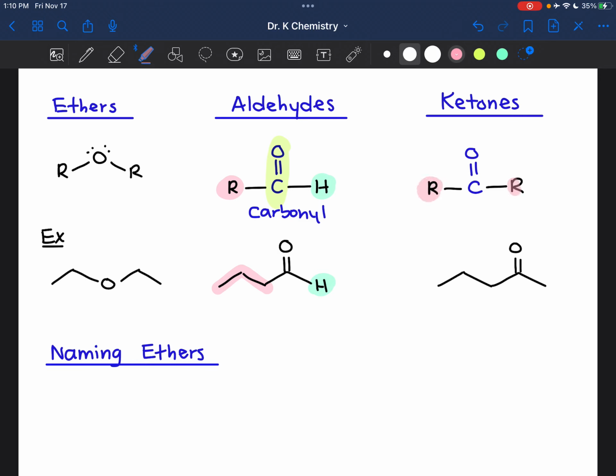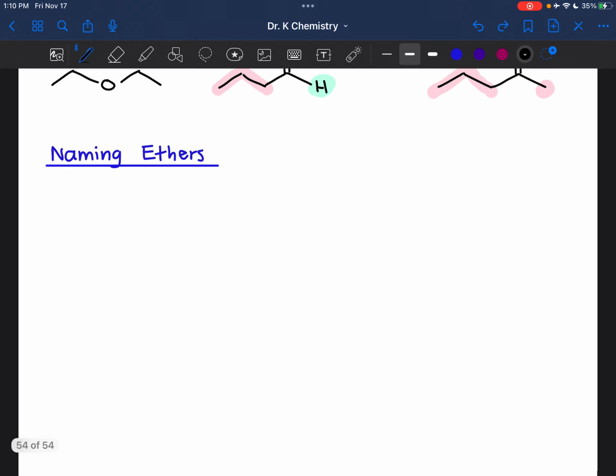Ketones, on the other hand, will have a carbonyl in the middle, and on either side, they will have an R group. And those R groups could be the same length, or they could vary. In that example in the bottom, you can see that one of them has 3 carbons, whereas the other one has only 1. Still a ketone, it doesn't really matter how long that particular hydrocarbon chain is.